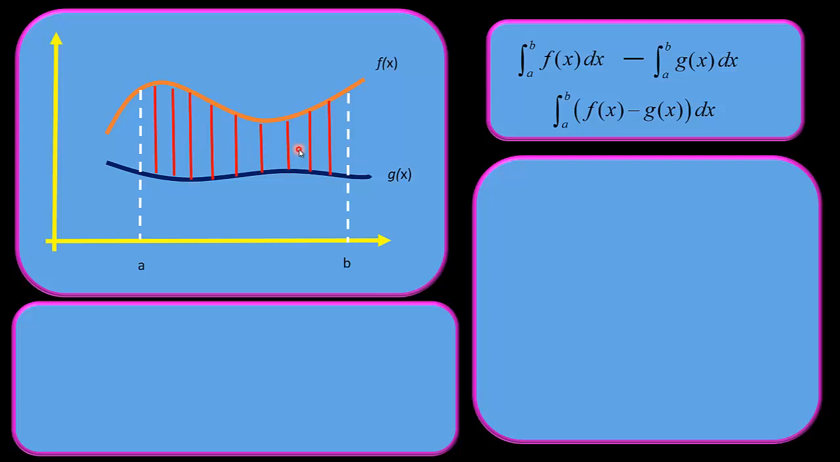So it's a matter of taking the function on top, f of x, and subtracting off the integral for the function on the bottom. So this is kind of a formula we could use. Now let's look at an example.